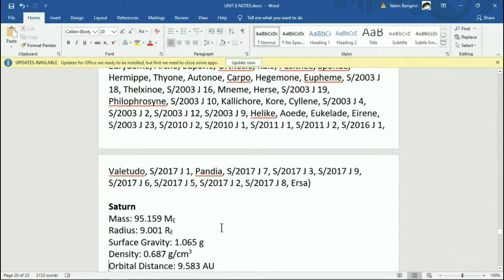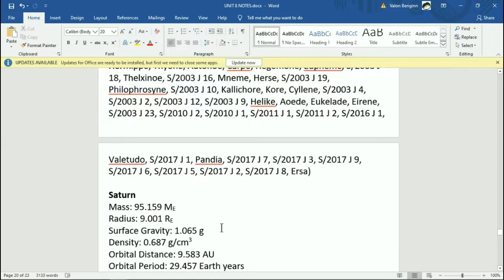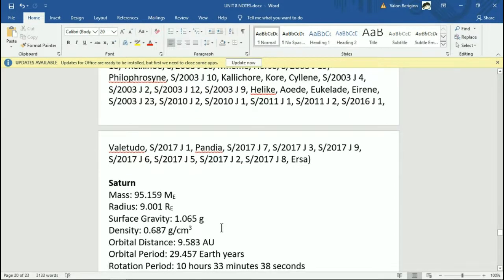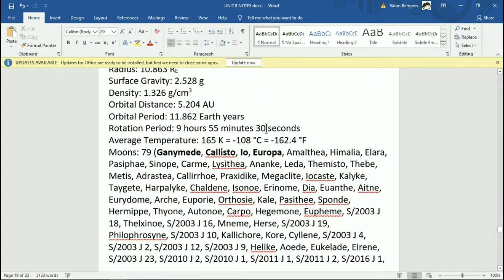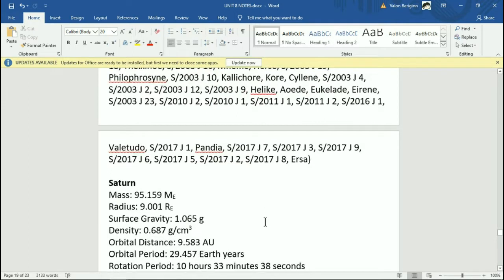It's about 9.5 times as far away as the Earth is. It takes almost 30 years to go around. But again, its rotation is very quick. Jupiter's faster at, what was it, a little bit less than 10 hours. Saturn is about 10.5 hours. So it does take a little bit longer to rotate, but that's still very, very fast.